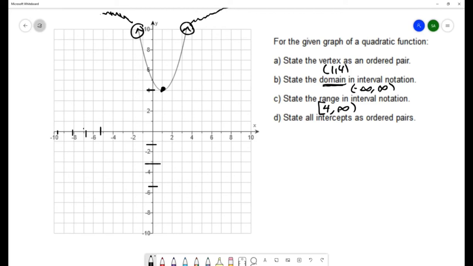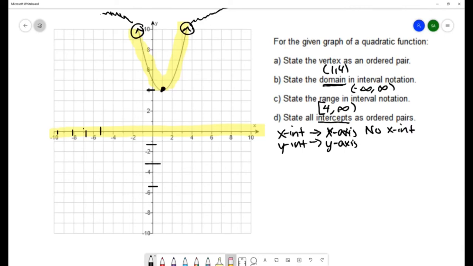Then finally, we want to state all intercepts of the quadratic function. So we have x-intercepts and y-intercepts. X-intercepts are where your graph crosses or touches the x-axis, and y-intercepts are where the graph crosses or touches the y-axis. So I'm taking a look at my x-axis to see if the graph ever crosses or touches the x-axis. You can see that the graph is well above the x-axis and never crosses or touches it. So we have no x-intercept.